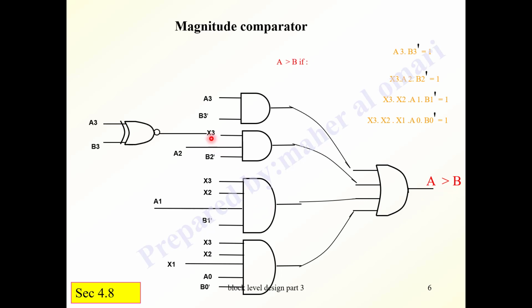Now, X3 here is equal to 1 if A3 and B3 are similar. Okay, so we put an exclusive NOR gate here. This is the exclusive NOR gate. If this is 1 and this is 1, the output here is 1. If this is 0 and this is 0, the output here is 1. So whenever X3 is 1, that means A3 is equal to B3. That means this condition is satisfied if these two other conditions exist.